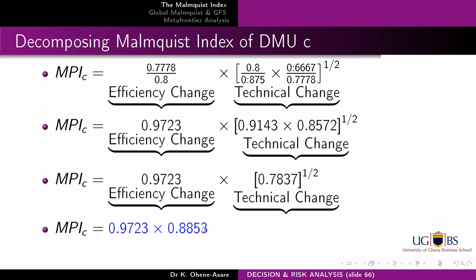0.9723, you are going to get something like 2.8%. When you take the reciprocal, the value you're going to get is 1.028, which is approximately 2.8%. And then when you take the reciprocal of the second one, what do you get?